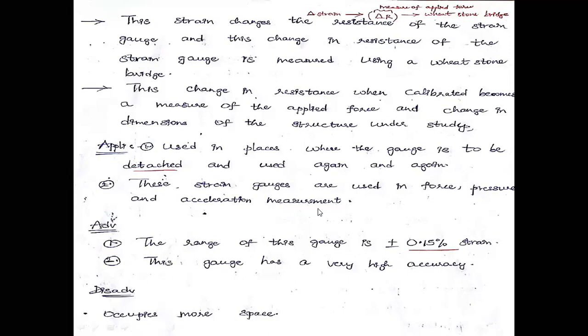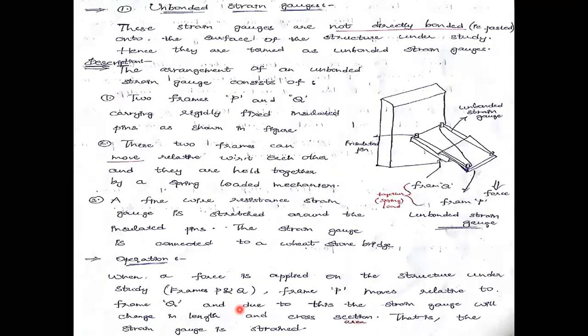Here the range of the gauge is plus or minus 0.15% strain. This gauge has a very high accuracy. In this case, this unbonded type of strain gauge has very high accuracy here. Whereas bonded type of strain gauges is fixed to one particular application like that. Whereas this unbonded type of strain gauge, we can use in more number of different types of applications also. Disadvantage: it occupies more space. This is regarding unbonded type of strain gauge.